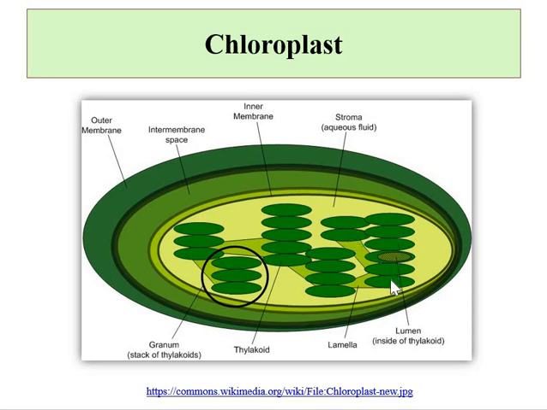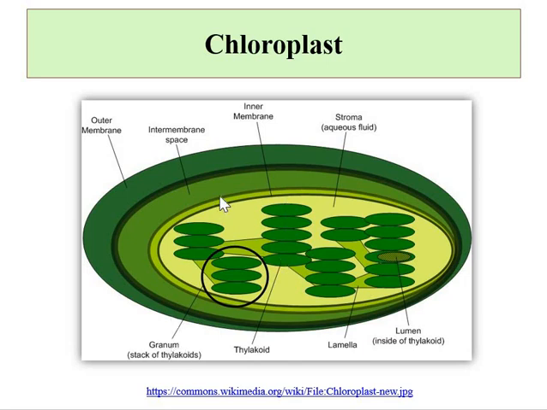So these are the thylakoids, and the stack of thylakoids is called granum. You can find this stack of 3 thylakoids is granum. Likewise, the stack of 5 thylakoids is granum. So a stack of thylakoids is known as granum. Okay, so the single unit is thylakoid, and the stack is called the granum.